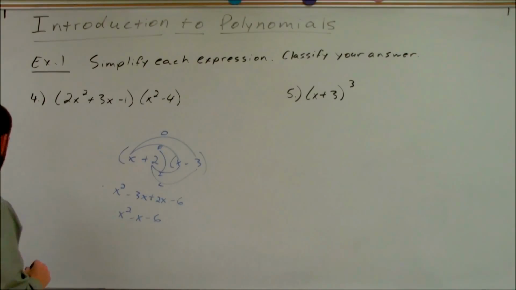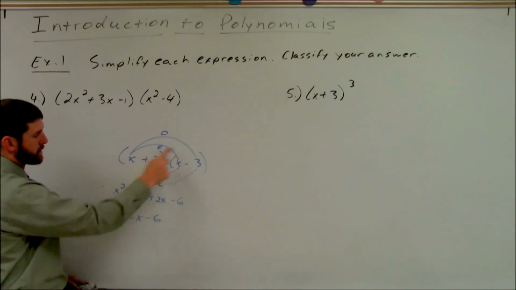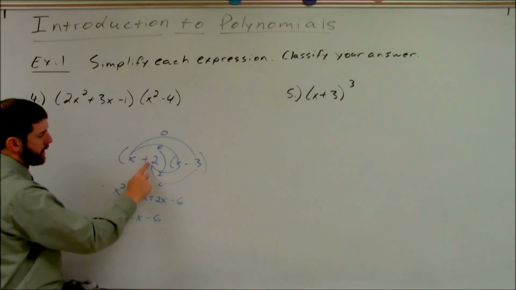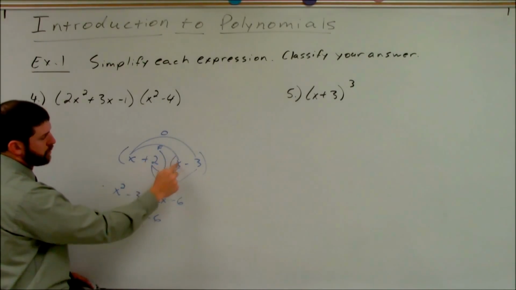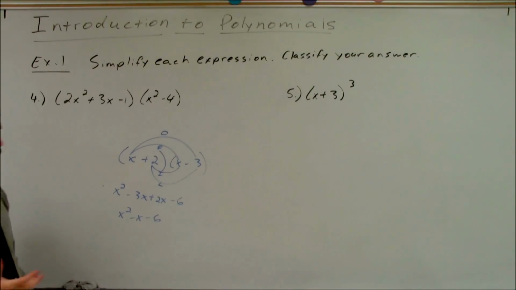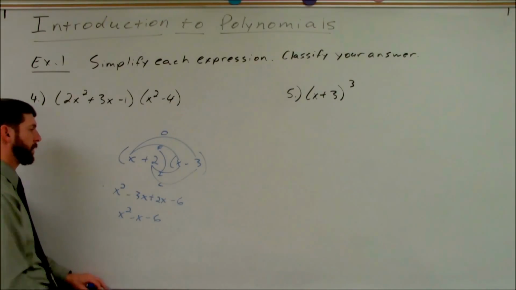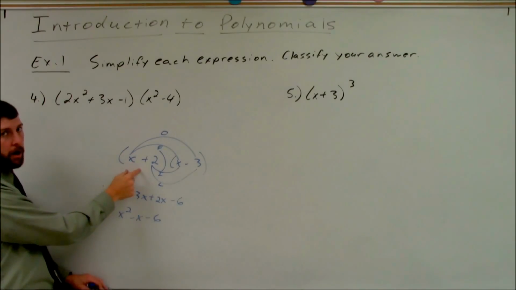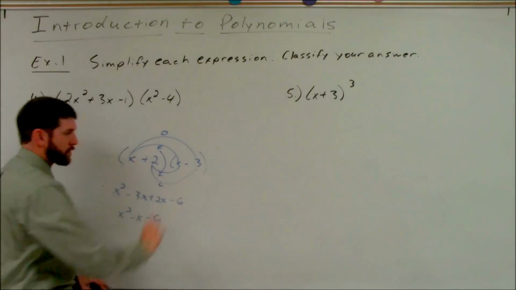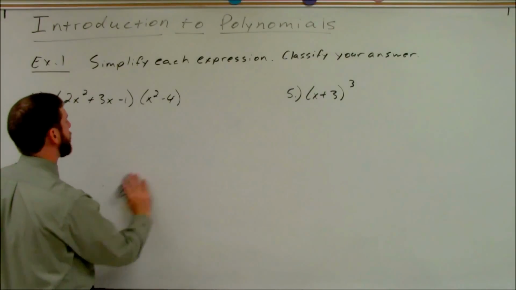But look at what you're doing when you're doing FOIL. You're taking x and multiplying it by x and negative 3. You're taking 2 and multiplying it by x and negative 3. You're just using the distributive property. That's all FOIL is, the distributive property. Apply every term of one polynomial to every term of the other polynomial. And that's how we multiply all polynomials.